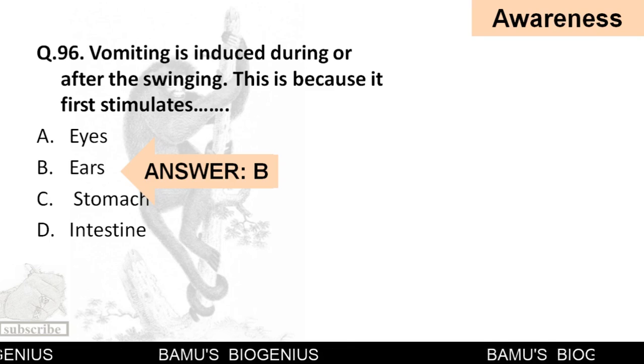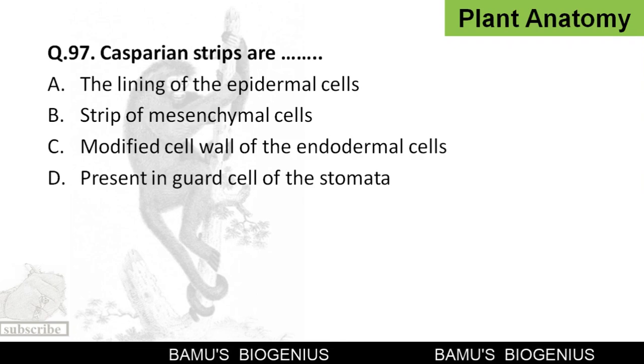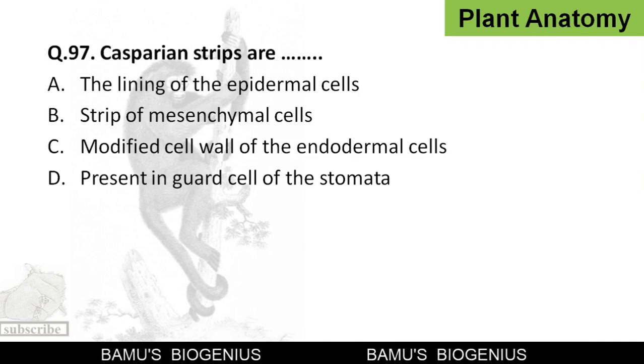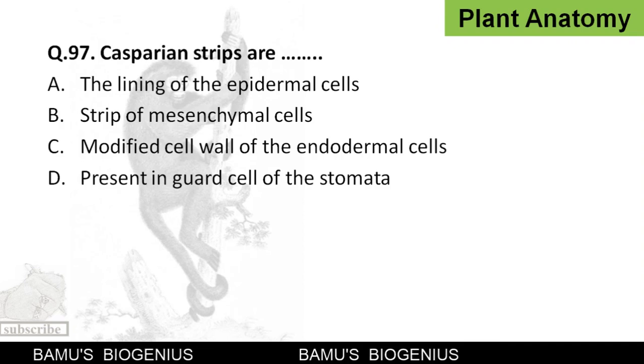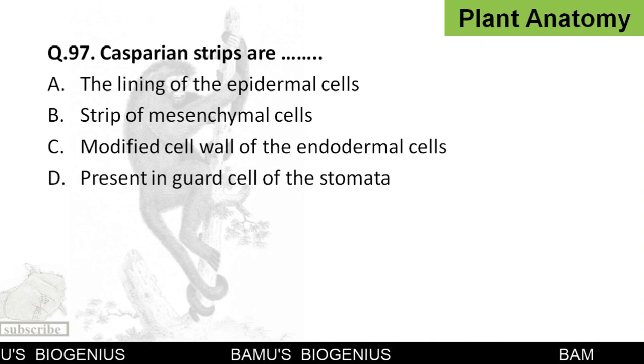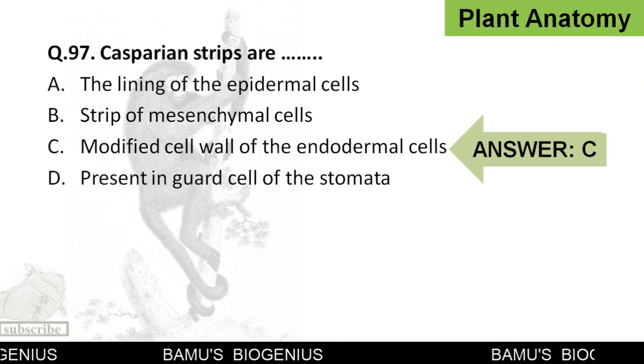Then question number 97. Casparian strips are A. the lining of epidermal cells, B. strip of mesenchymal cells, C. modified cell wall of the endodermal cells, or D. present in guard cell of the stomata. The answer is modified cell wall of the endodermal cells. Answer is C.